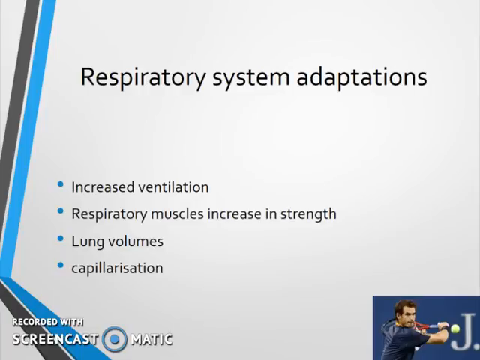So the total lung capacity will increase, as well as vital capacity. But also the residual volume would decrease because we're using more oxygen. Capillarization increases the rate of oxygen diffusing into capillaries and then into the muscles. Therefore, diffusion rates increase, making the working muscles more efficient in the exercise.